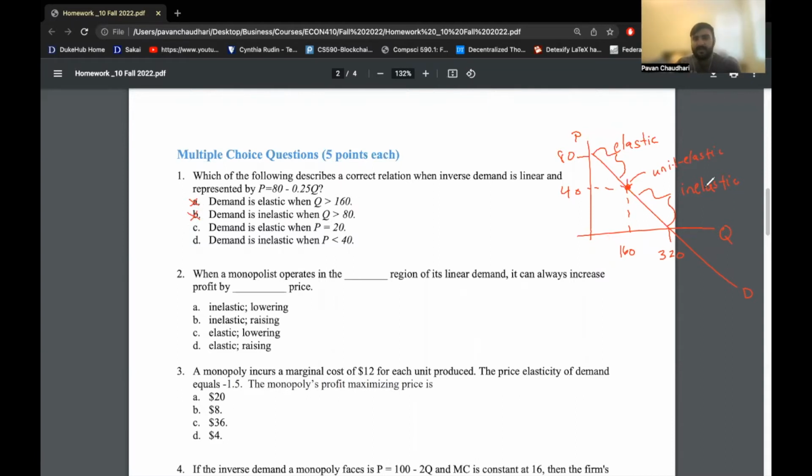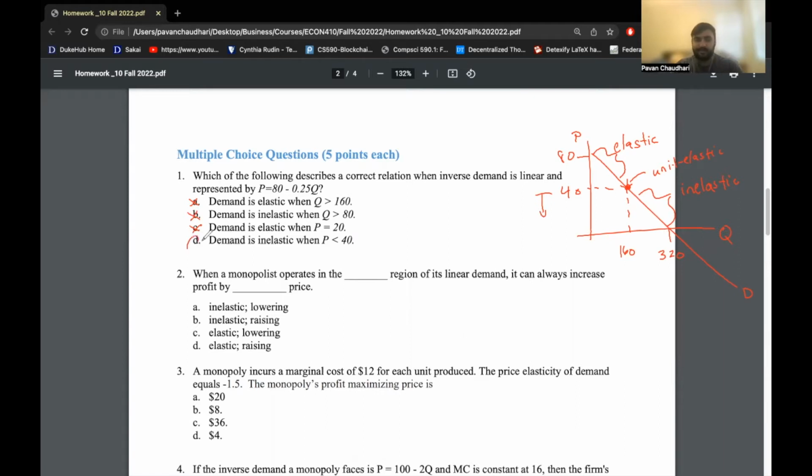Demand is elastic when P equals 20. So P equals 20 is right here, give or take. And we map that over and we see, oh, that's in the inelastic region, not in the elastic region. That's wrong. And demand is inelastic when P is less than 40. So 40 is here on the P axis, and less than means down. And so that's in the inelastic region.